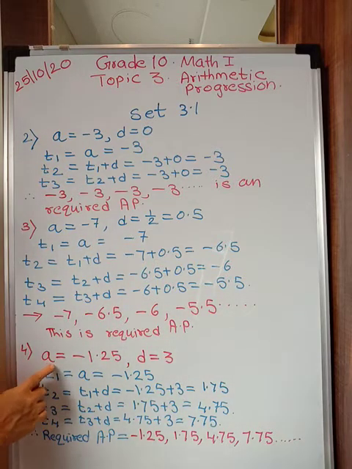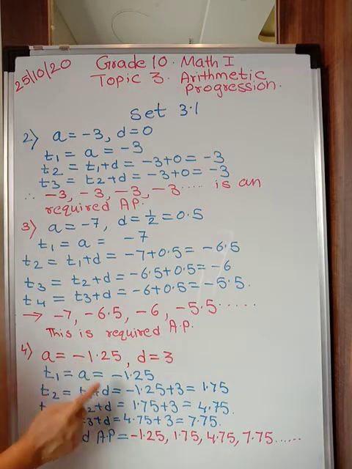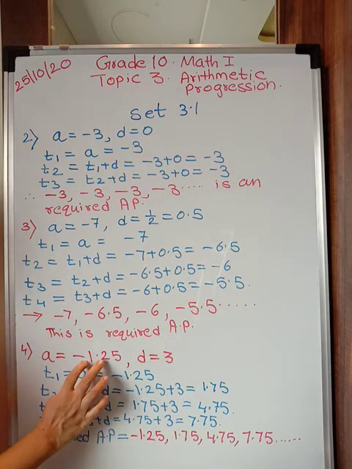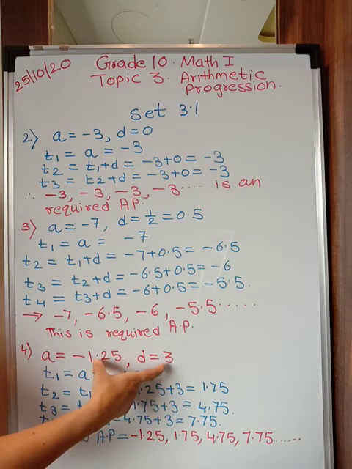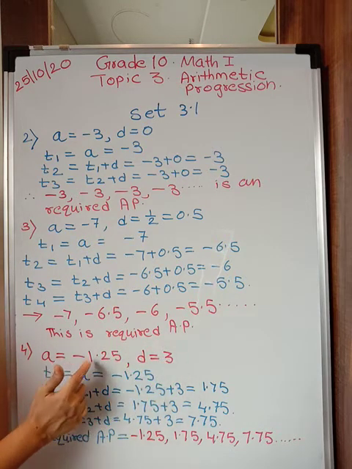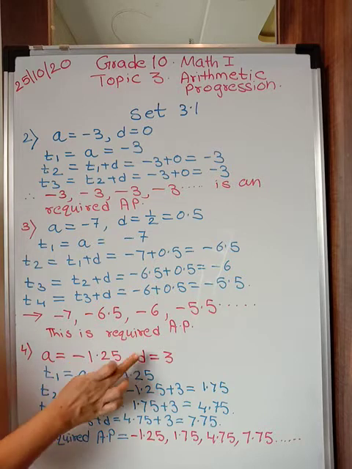Come to the fourth problem. A is minus 1.25 and the difference is 3. So the first term will be minus 1.25. For the second term, to this we are adding 3. So here minus and here plus, so there will be subtraction. So 3 minus 1.25, if you do, you are getting 1.75.